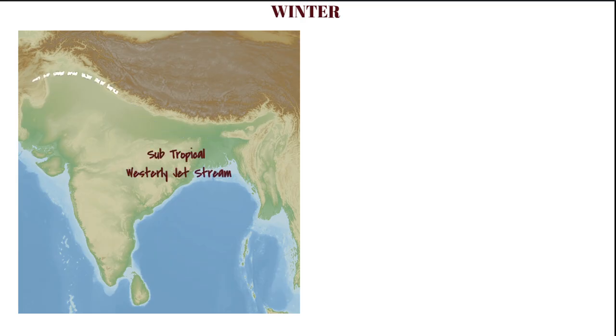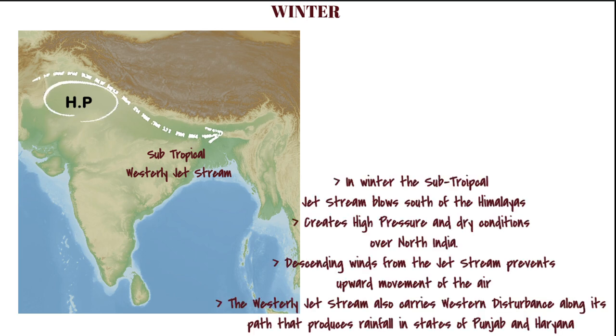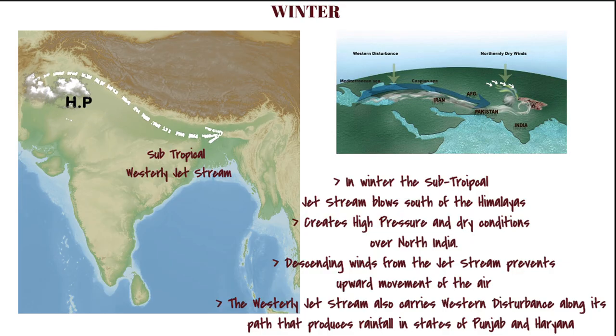In winter, it blows south of the Himalayas, creating high pressure and dry condition over northern India. What are the effects? Descending air from the jet stream prevents upward movement of the warm air. As a result, weather remains dry, high pressure prevails. During this period, the subtropical jet stream also carries western disturbance from the Mediterranean region, causing winter rainfall in states like Punjab and Haryana and snowfall in Kashmir Himalayas.